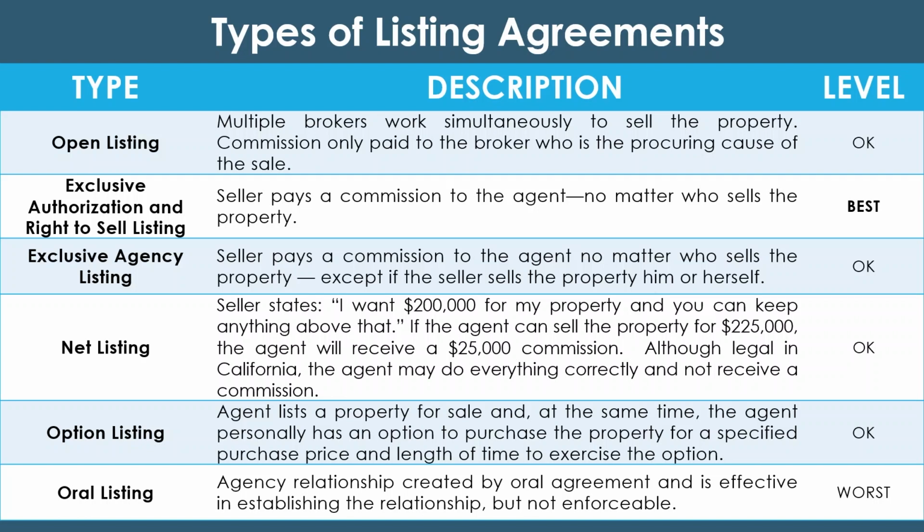Exclusive authorization right to sell. This is the best listing agreement. This is the one that you'll usually be using when practicing because you get paid a commission no matter who sells the property. So you are entitled to commission no matter who sells the property, within the terms, though, of an active listing agreement of your exclusive authorization and right to sell. And remember, there has to be a definite termination date to that agreement.